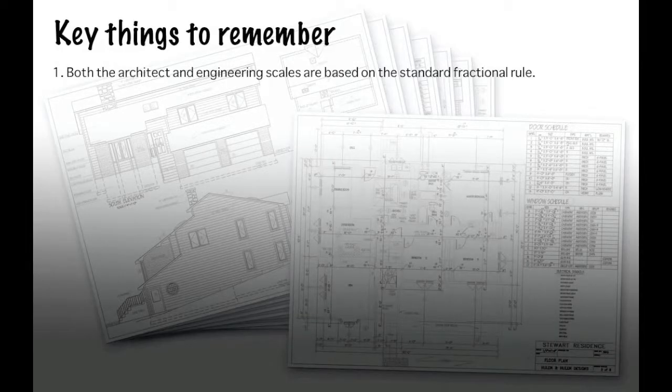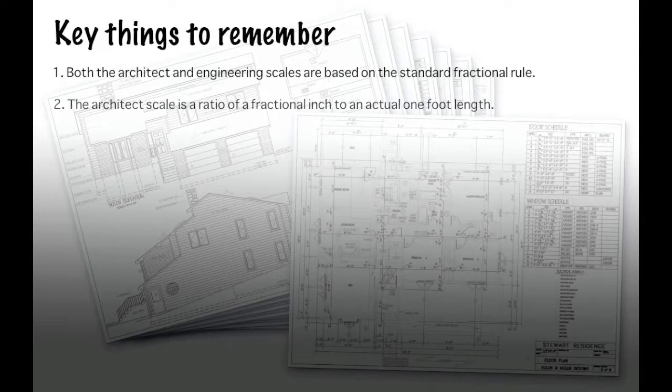Now that we have reviewed reading architect and engineering scales, let's do a recap on what we have learned. I've put together a checklist. Let's go through that checklist and also look at some do's and don'ts of using architect and engineering scales. Key things to remember. Number 1, both the architect and engineering scales are based on the standard fractional rule. Number 2, the architect scale is a ratio of a fractional inch to an actual 1 foot length.